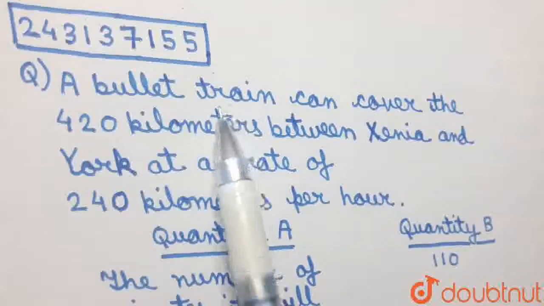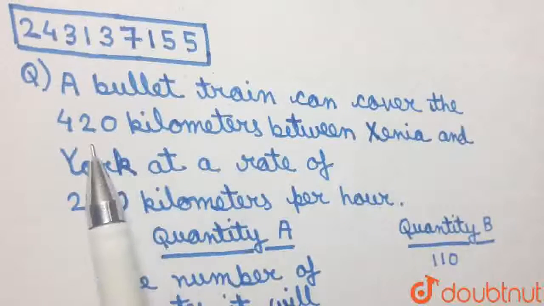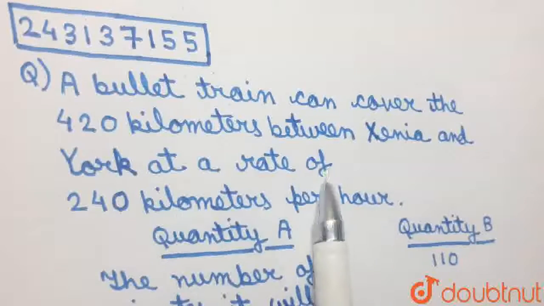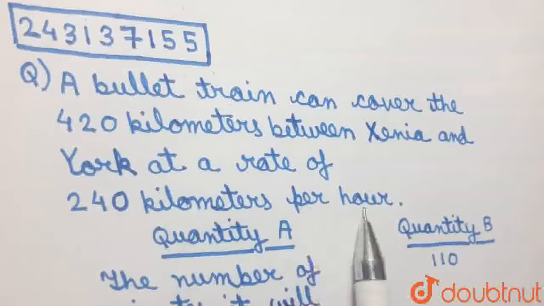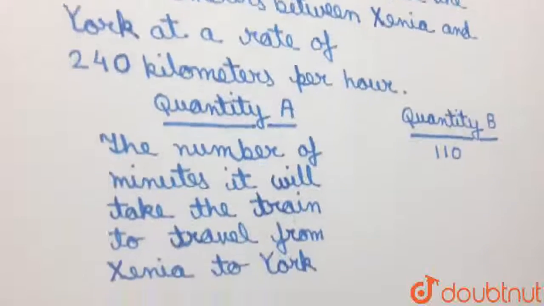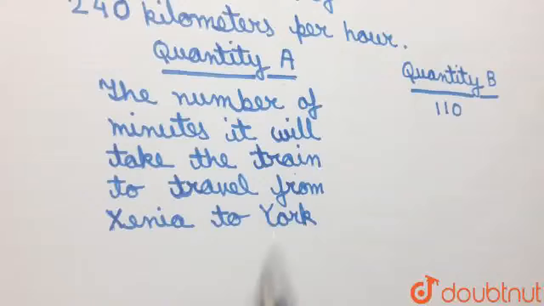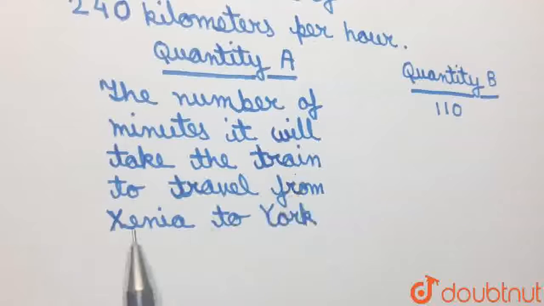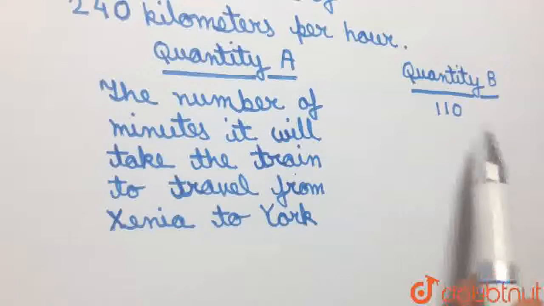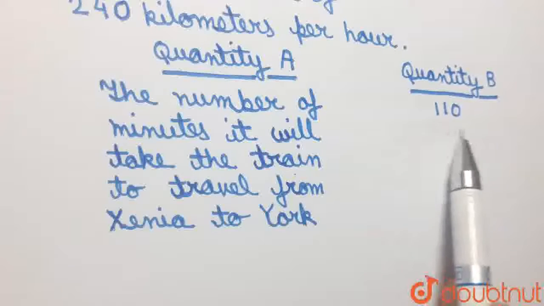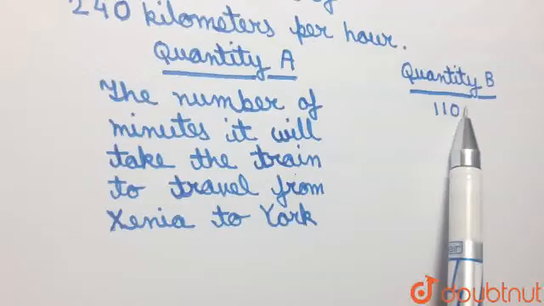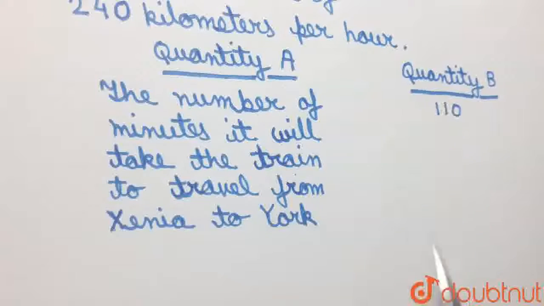A bullet train can cover the 420 kilometers between Xenia and York at a rate of 240 kilometers per hour. Now we have been given two quantities. Quantity A is the number of minutes it will take the train to travel from Xenia to York, whereas quantity B is 110. And we basically have to compare these two quantities. We have to check of these two which one is greater.